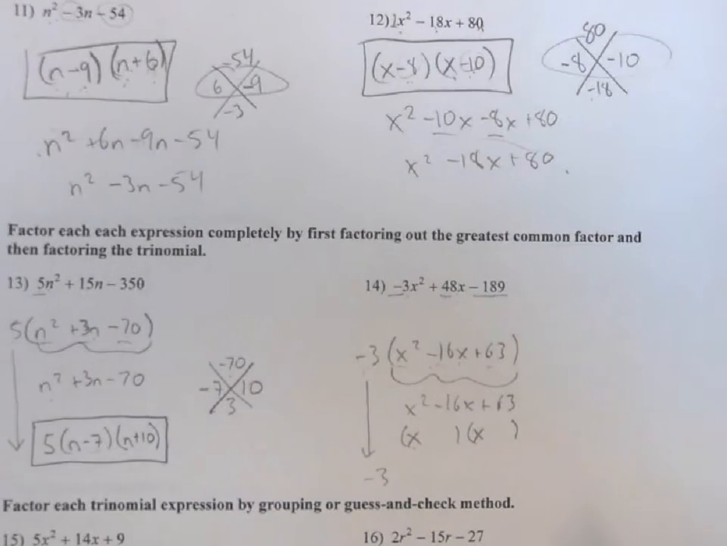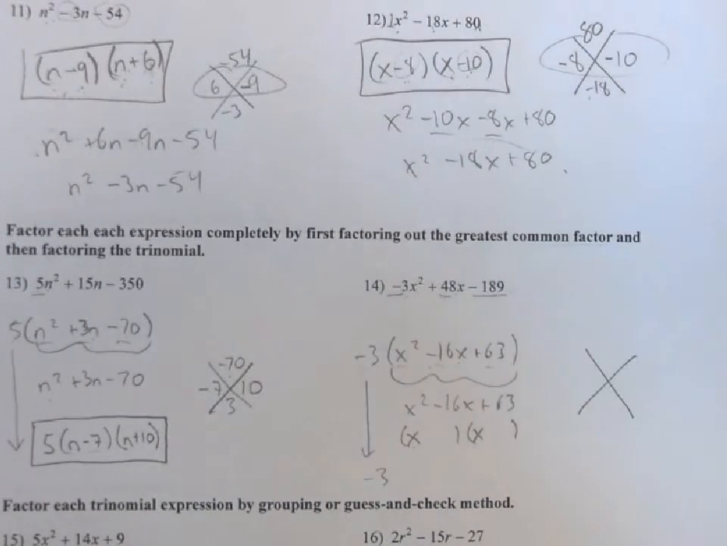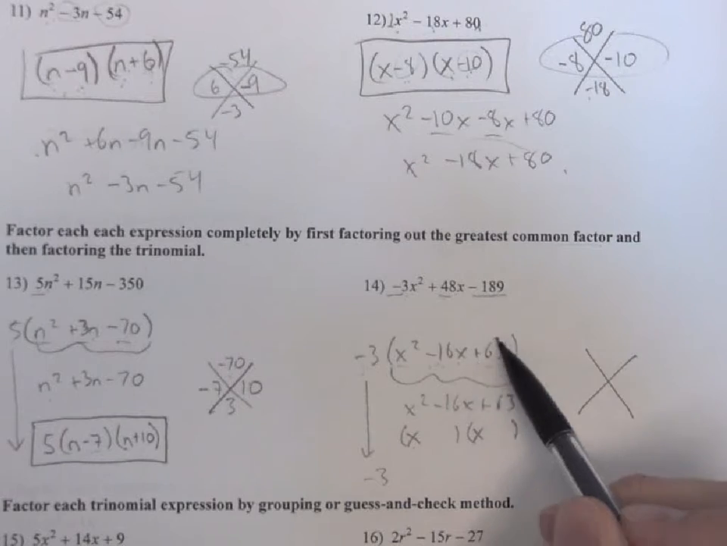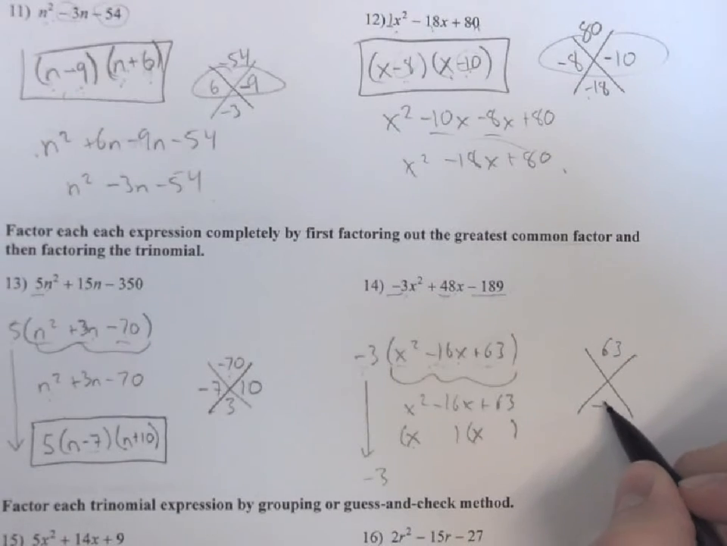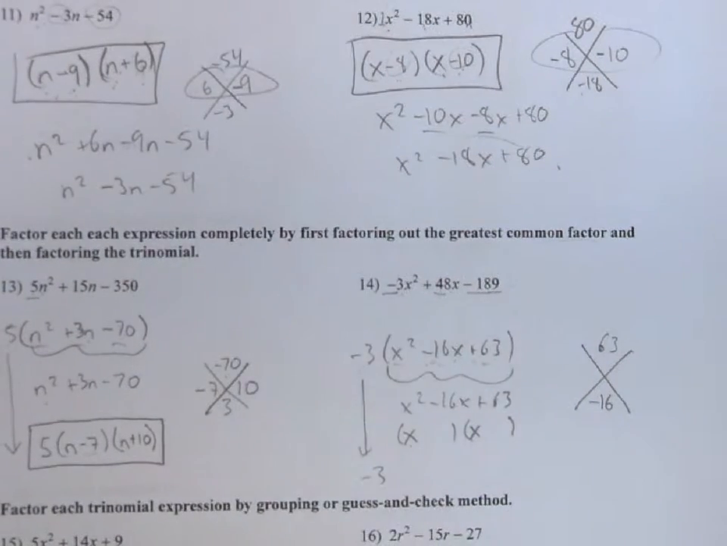And then we have to figure out what 2 numbers we need. So again, they have to multiply to this guy, the 63, and they have to combine to give me a -16.